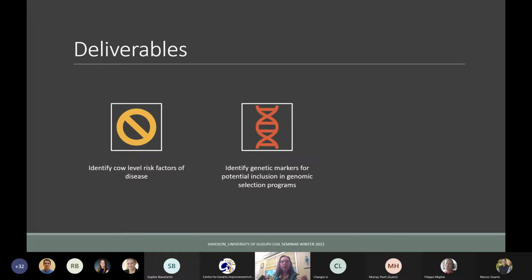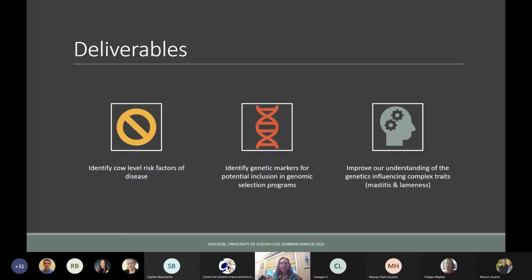But then moving on, I did do the genetic analysis, and therefore we're identifying markers related to these different variables of risk factor, and also thinking about how we include those risk factors into genomic selection. And lastly, what's the biology under these things? What are some of the biological implications of how genetics are influencing complex traits?